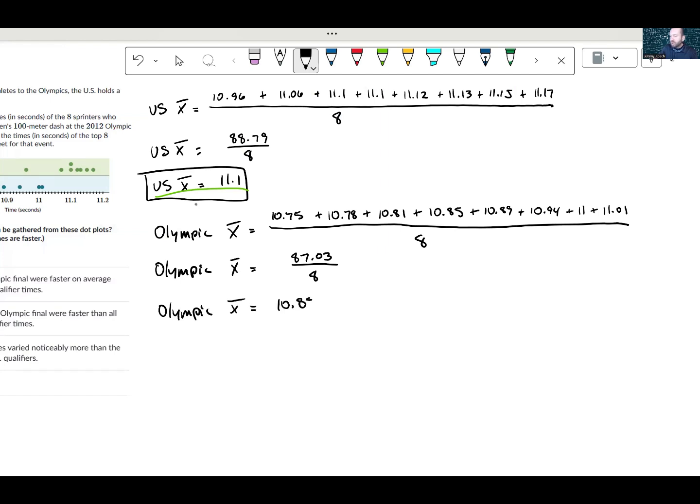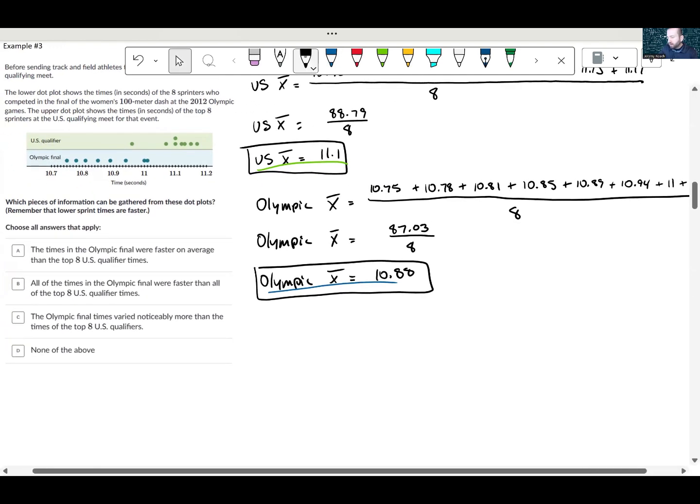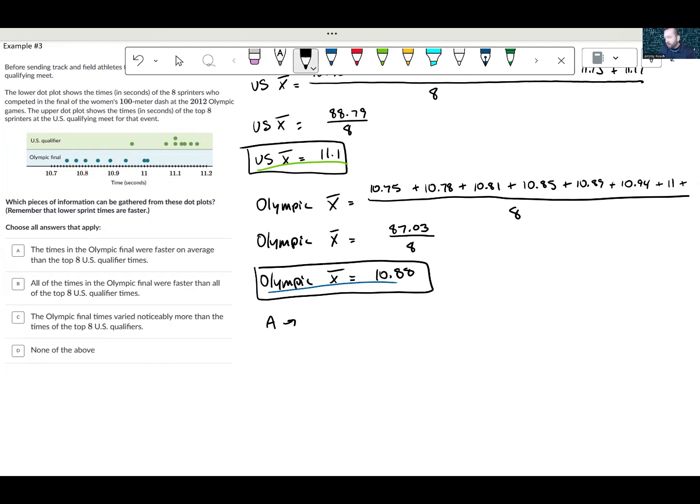Okay, we get 10.88. Now let's take a look at what our question was asking us. Our question said, on average, for A, the Olympic times were faster than the US times. When we're talking about faster, this means that the Olympic times are going to be less than the US times. That's what faster means. Faster equals less in terms of time.